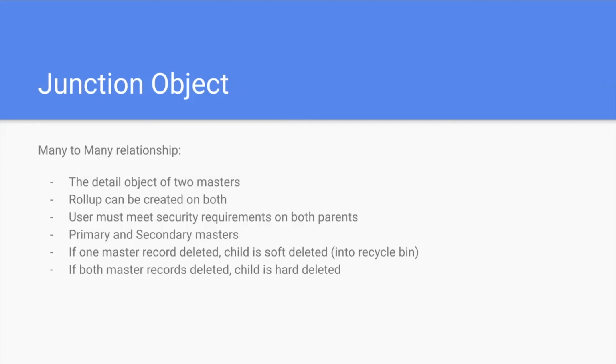One cool feature is that you can now create a rollup on both those objects. But the user must meet the security requirements of both the parents in order to be able to access that record. So whenever you're creating the master, you can set read or read-write access is required to access the child or the detail. Salesforce also, I don't know how common this is, it's definitely not on the exam, but there are primary and secondary masters. The first master record that you add to your detail record is considered primary, and the second one you add is your secondary. Pretty simple concept.